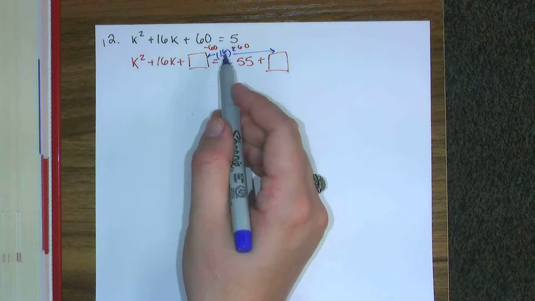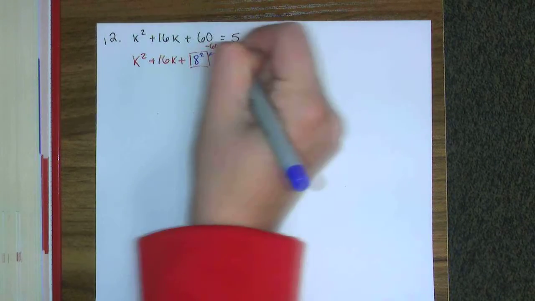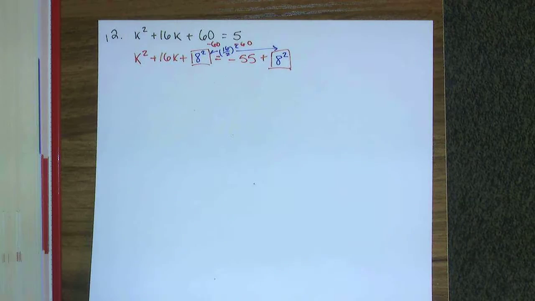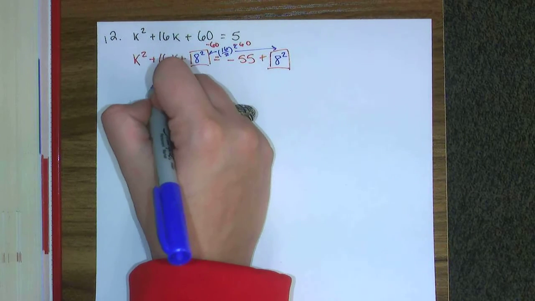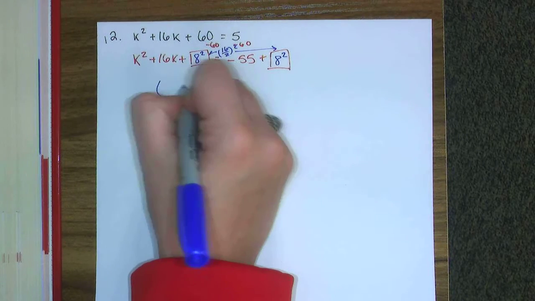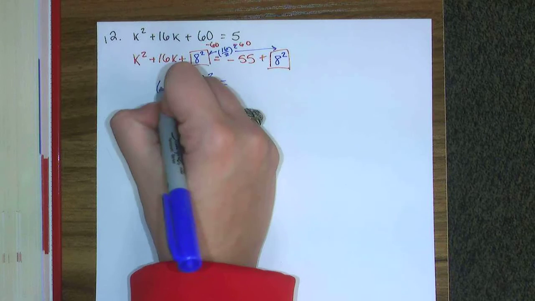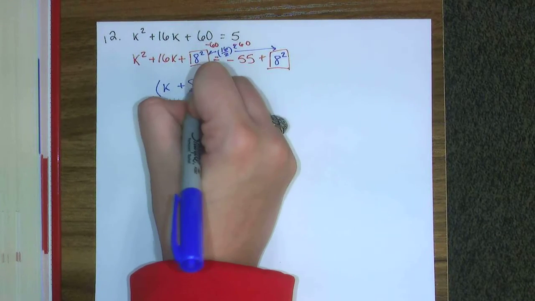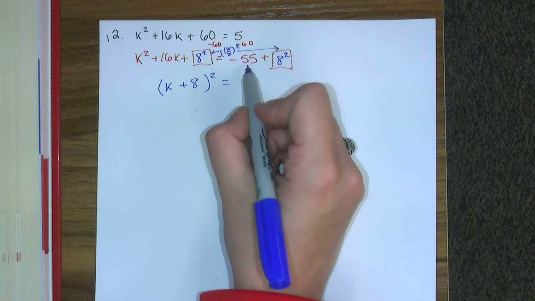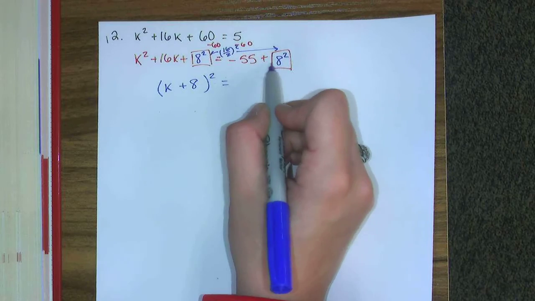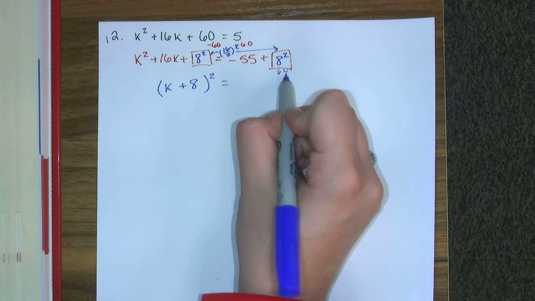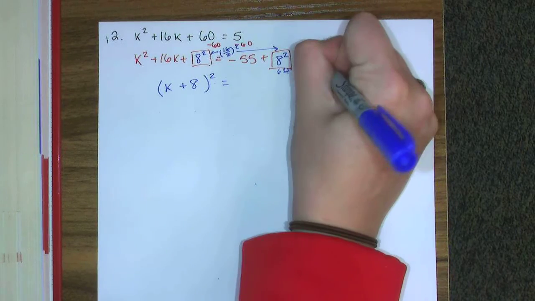So now on this side, this is a plus, so it's a plus in the middle. All that's squared. We write the k, we write the 8, is equal to negative 55 plus 8 squared, which is 64. So 64 minus 55, I'm just going to do that over here. It's 9.